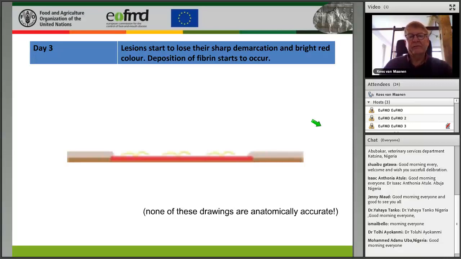They will lose the bright red aspect because the deposition of fibrin starts to occur, as you can see here, which is yellow in itself. And don't mix fibrin up with epithelium, because fibrin is not a good sample for the lab. It has a different aspect. It is much less friable, it's elastic, and it's yellow.